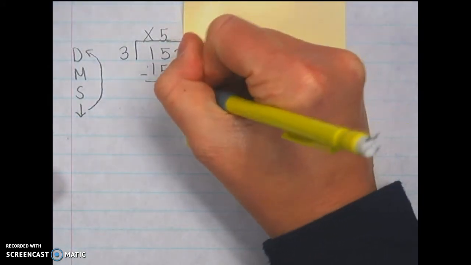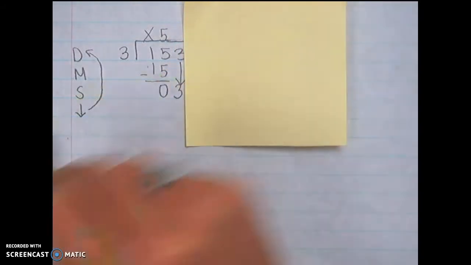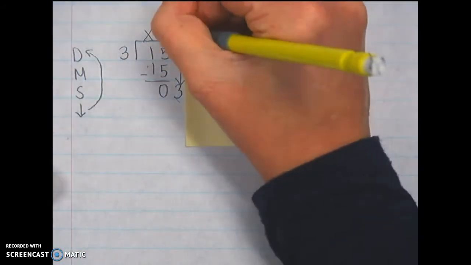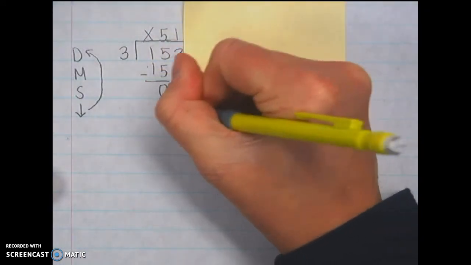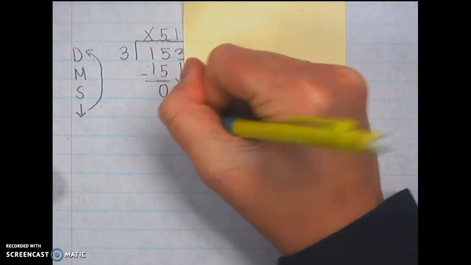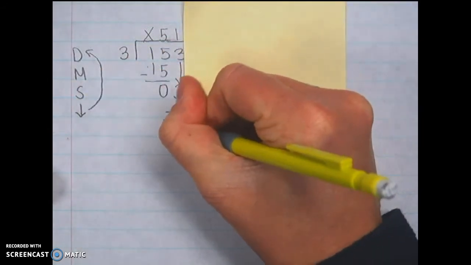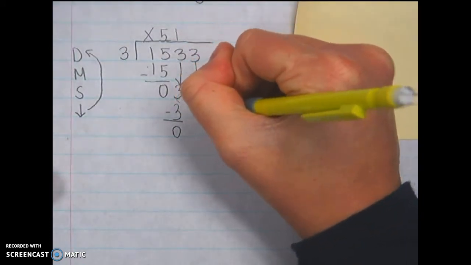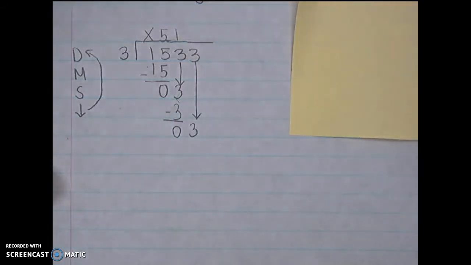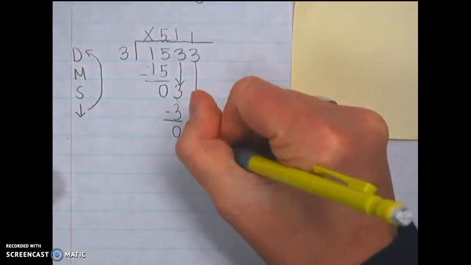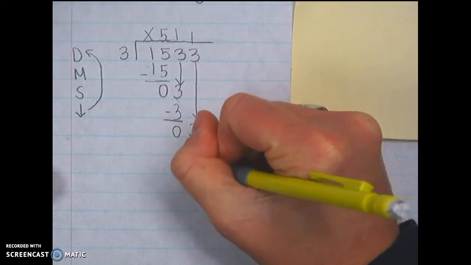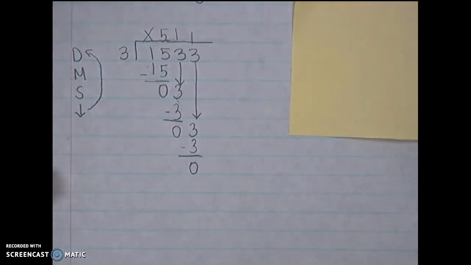And 3 goes into 3 one time because I'm now dividing. 1 times 3 is 3. My next step is to subtract, and that is 0. My next digit is 3, that I'm bringing down. 3 goes into 3 one time. 1 times 3 is 3. And I have 0 as the remainder.